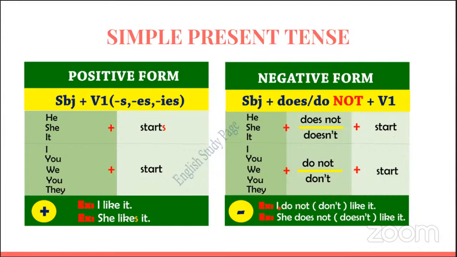And here we have two other examples. I do not like it or I don't like it. She does not like it. She doesn't like it. Very important again, for negative statements and questions, the verb must be in the base form. But for affirmative, we are going to be doing this modification, S, ES, or IES.